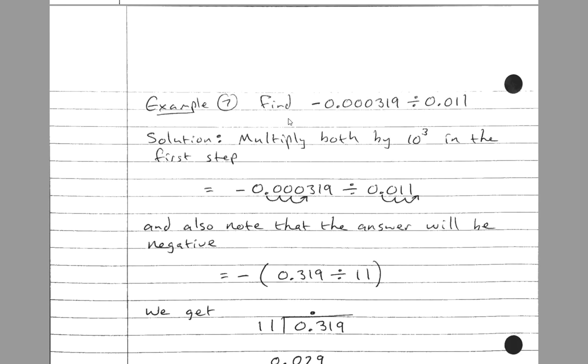Okay, how about this one? We've thrown in a negative sign here, negative 0.000319 divided by 0.011. So yeah, we can see we need 1, 2, 3 places to make this a whole number. So we need to multiply by 10 to the power 3, top and bottom.